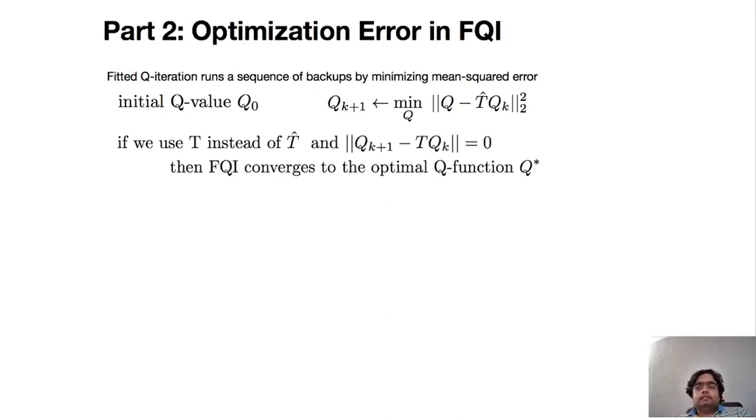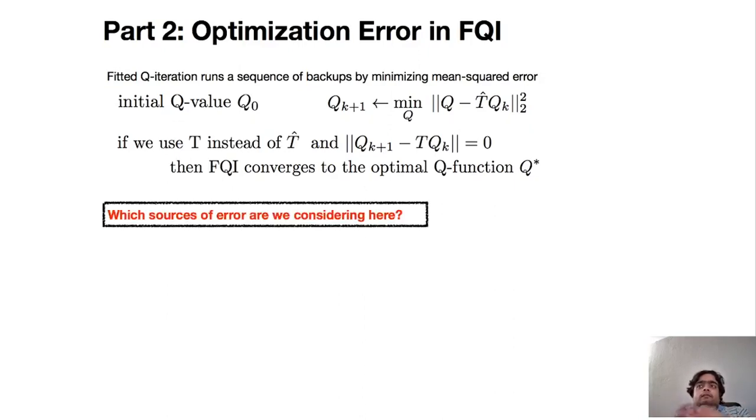Now, one point to note here is that if we use the actual Bellman operator T, which is the exact Bellman operator, instead of the sampled Bellman operator T hat, which is being used here. So sampled meaning that the reward function and the next state or the dynamics function are both sampled. If you use the actual operator, the T operator, and let's say for a moment that Q k plus 1 was exactly equal to T Q k on all state action pairs, then we can argue that FQI converges to the optimal Q function Q star, because what we are really doing is value iteration or Q iteration. We are applying the Bellman operator over and over onto the Q function.